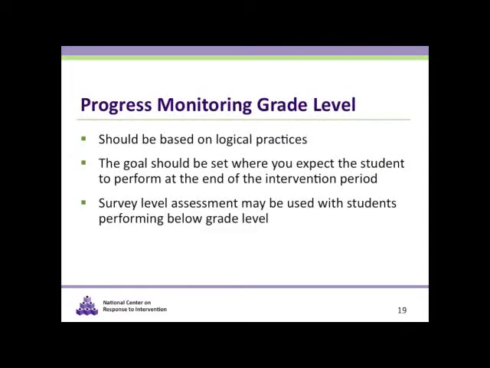Some considerations when establishing the level that the student should be progress monitoring at are: it should be based on logical practices. The goal should be set where you expect the student to perform at the end of the intervention period. Survey level assessment may be used with students performing below grade level.